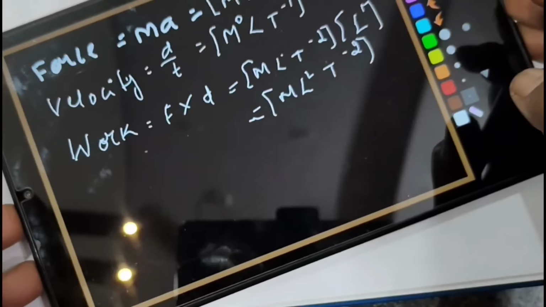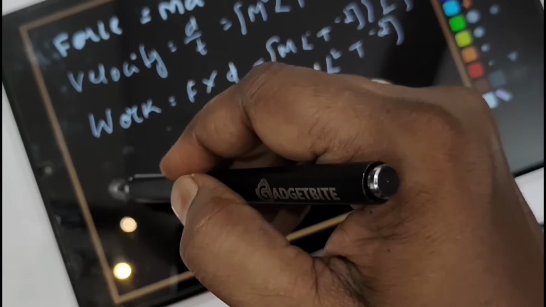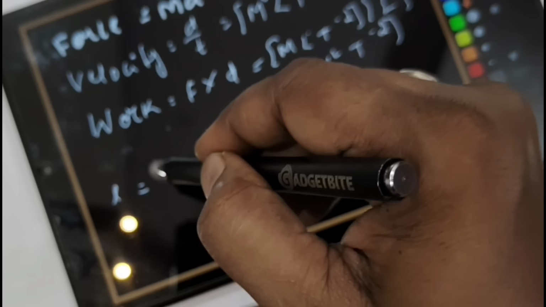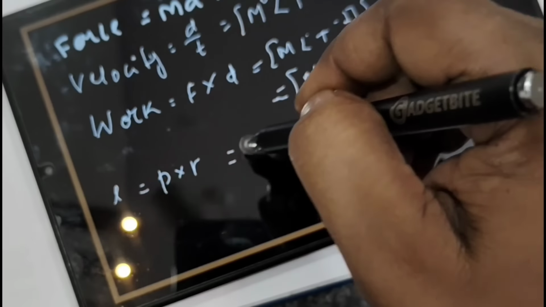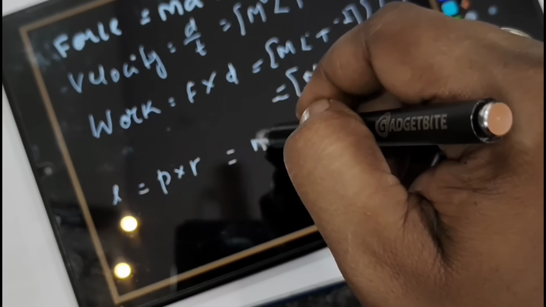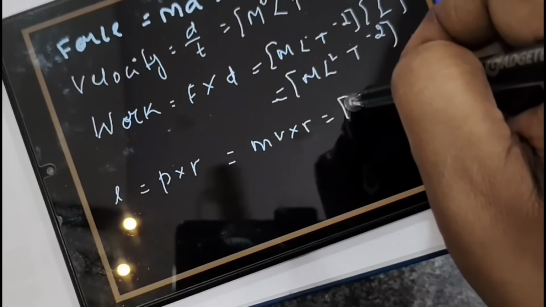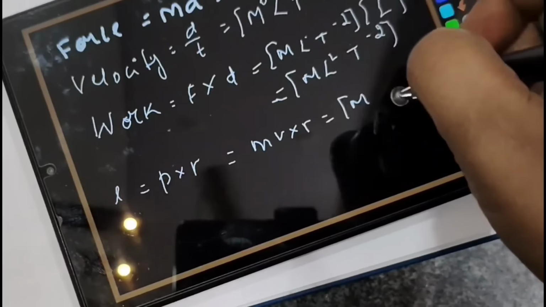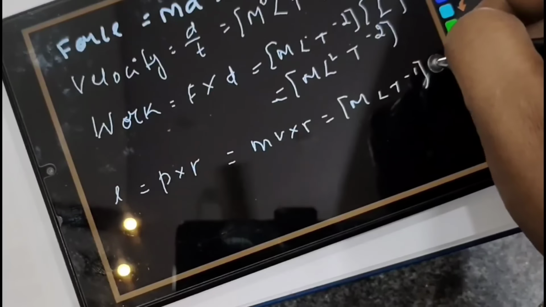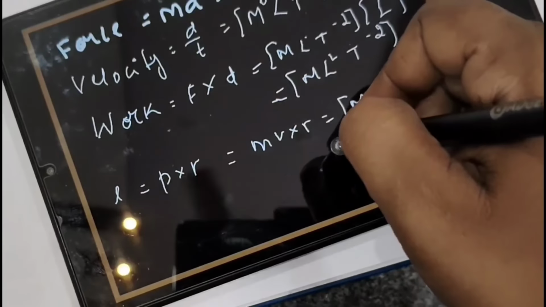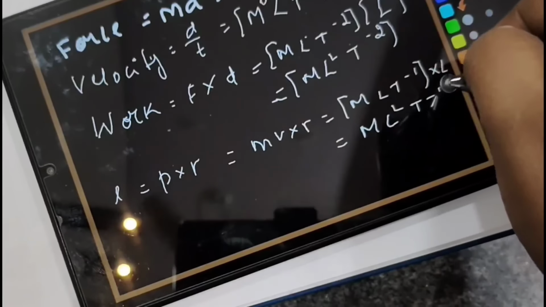Okay. Next we'll write angular momentum. So that is L is equal to P into R. So P is what? It is m into v into r. So m is capital M, velocity is L T raised to minus 1, into again L. So this is M L square T raised to minus 1.